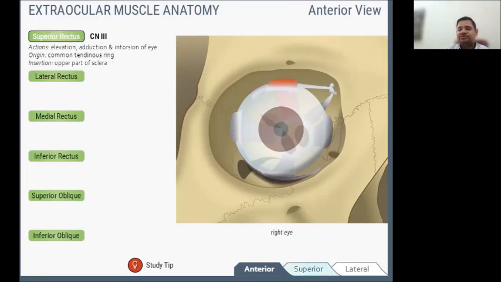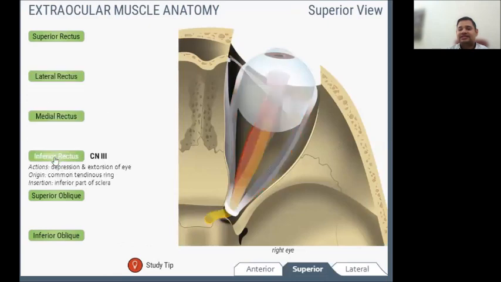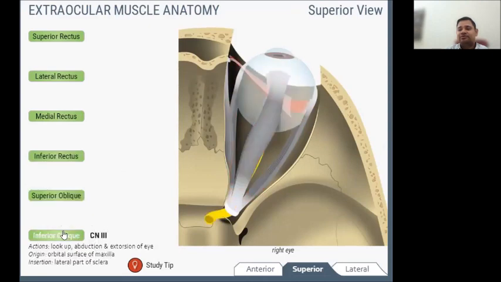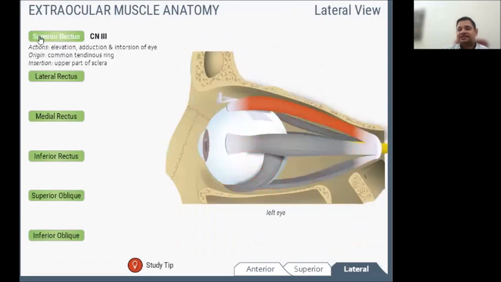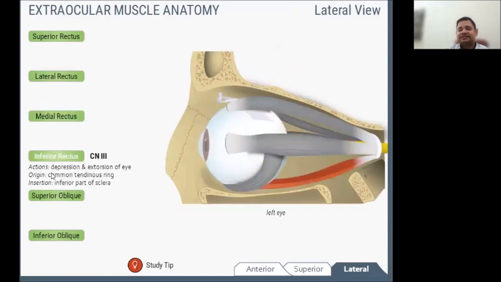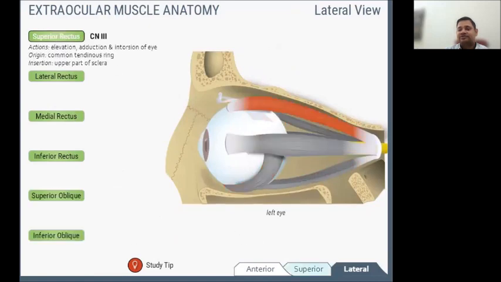So we can see some different views also. This was the anterior view which we were observing till now, and we can also see the superior view. This is the superior view from the upside. You can see the superior rectus, lateral rectus, medial rectus, inferior rectus. It's shown transparent because it's on the downside, then superior oblique and inferior oblique. And if you want to see the lateral view, from the lateral side you can again see superior rectus, lateral rectus, medial rectus, inferior rectus, superior oblique, and inferior oblique. Okay, so these are the different views which we have to study.